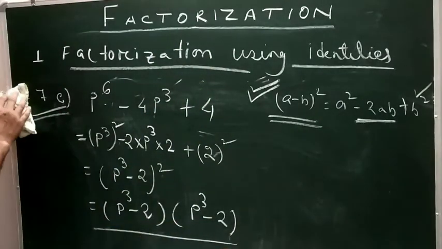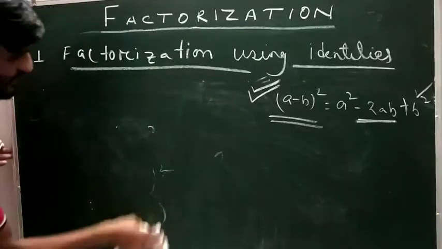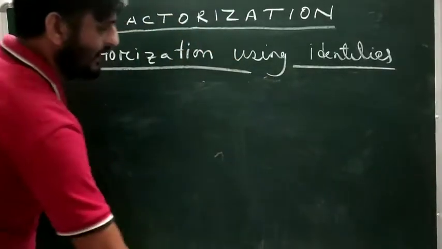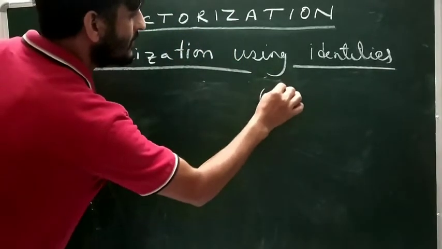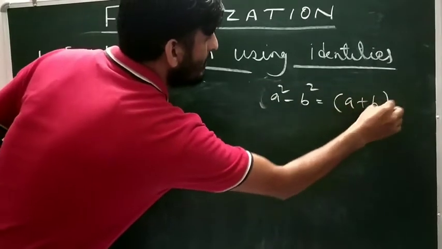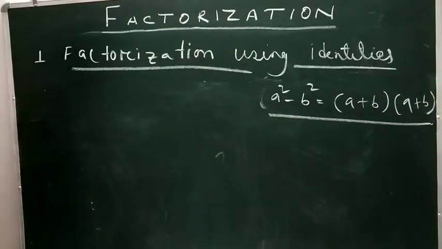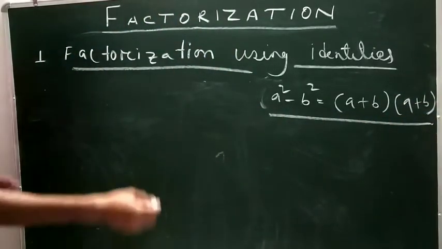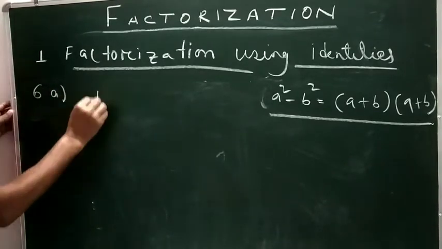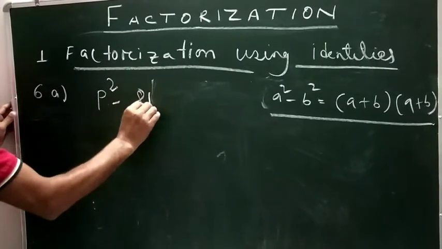Now we will move to the third identity. How we will factorize by using the third identity, that is a square minus b square is equal to a minus b multiplied with a plus b. So let's go for this identity. If you go to exercise 5.4, question number 6a, then we can find the question like this: p square minus 81.